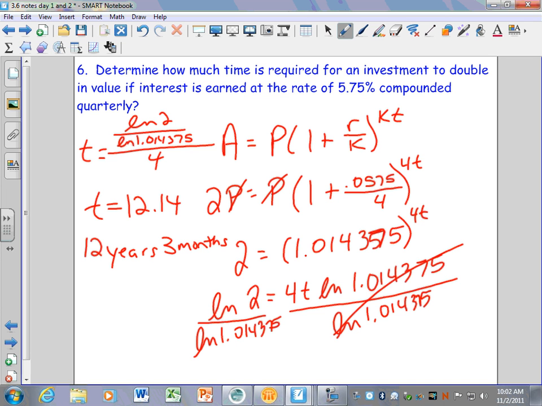Quarterly is going to go every 3 months. 3 months, 6 months, 9 months, 12 months. So just when you look at the back of the book, I just want to show you that they're going to give you answers like that.